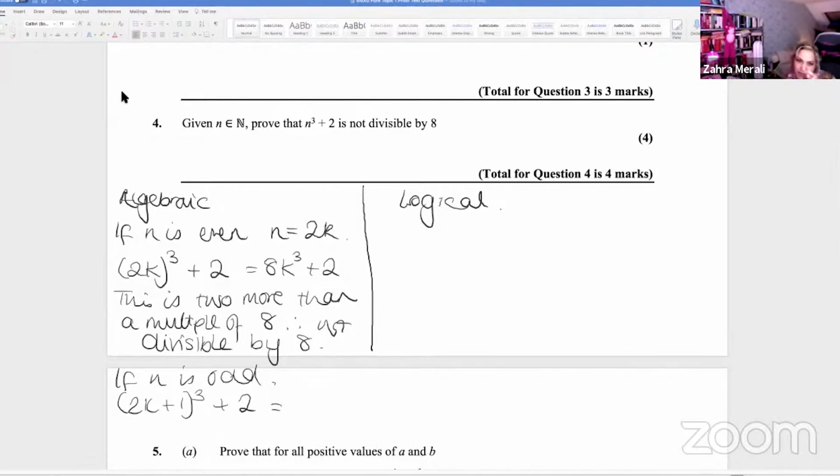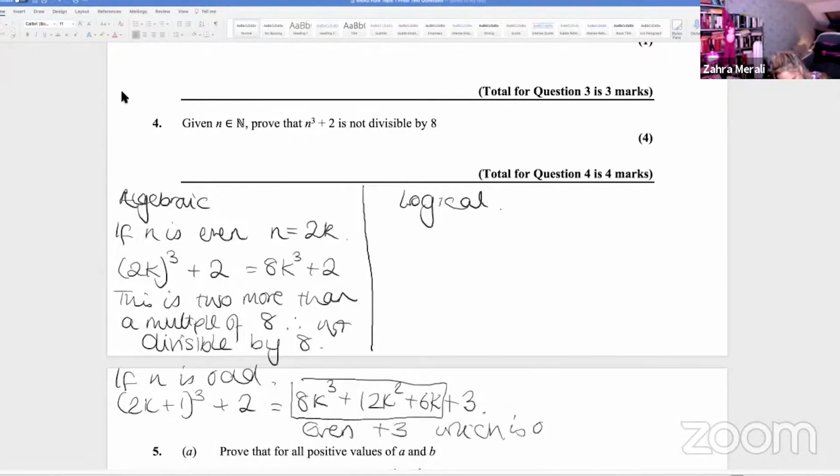12k squared plus 6k plus 1, and then you add the 2, so you end up with 8k cubed plus 12k squared plus 6k plus 3, right? Now all of this is even plus 3, which is odd, therefore not divisible by 8, because an odd number can't be divisible by 8. Okay, so that's your algebraic approach.